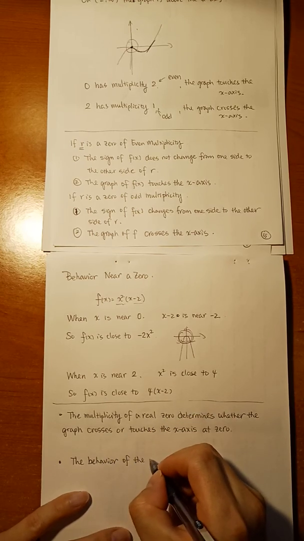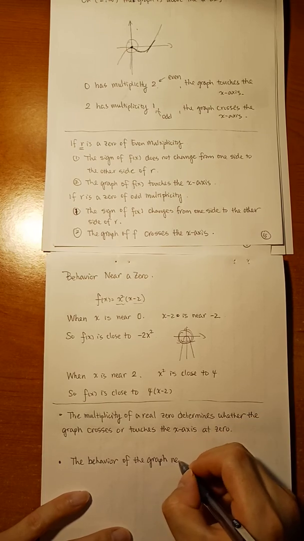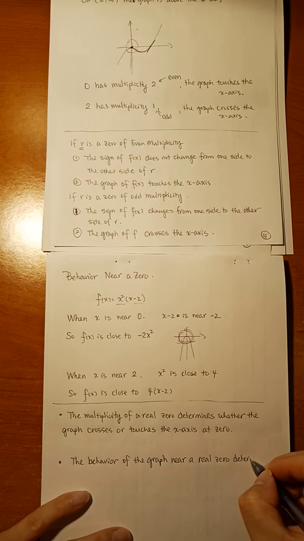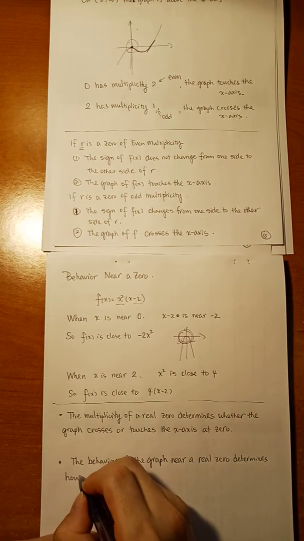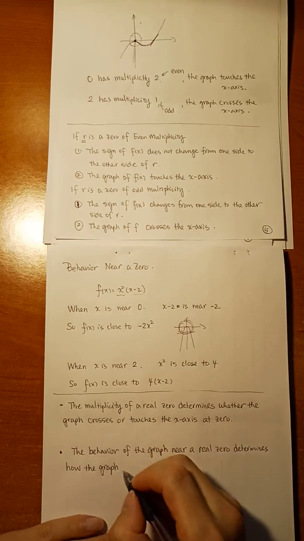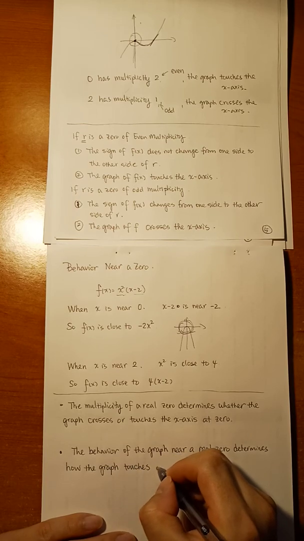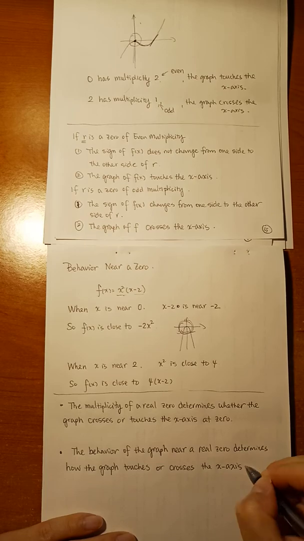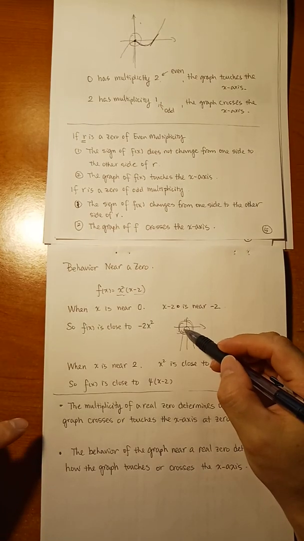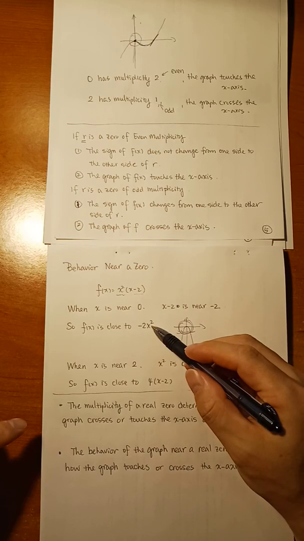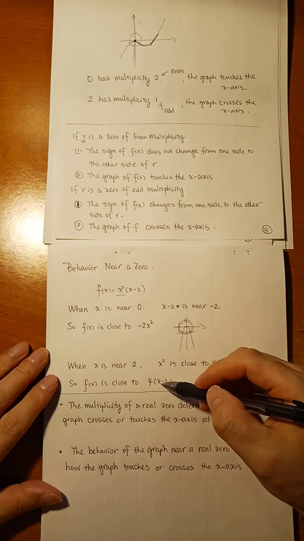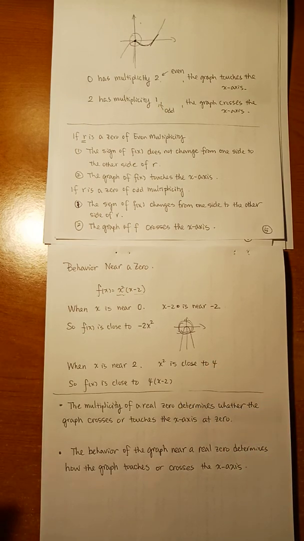The behavior of the graph near a real zero determines how the graph touches or crosses the x-axis. So this part, you see, when it is near 0, it touches the x-axis like negative 2x squared. When it is close to 2, it crosses the x-axis like 4 times x minus 2. So that's what it means.